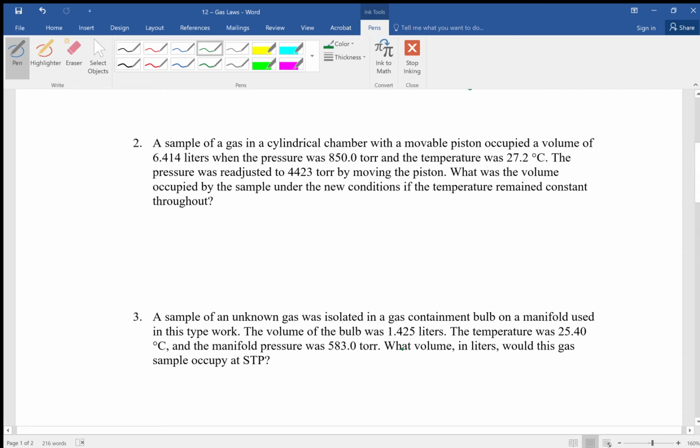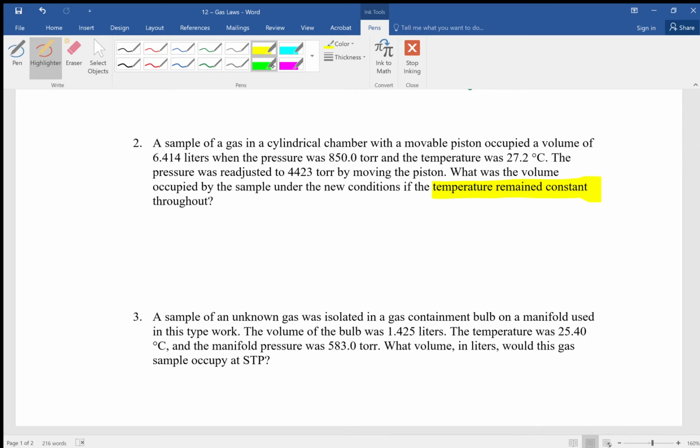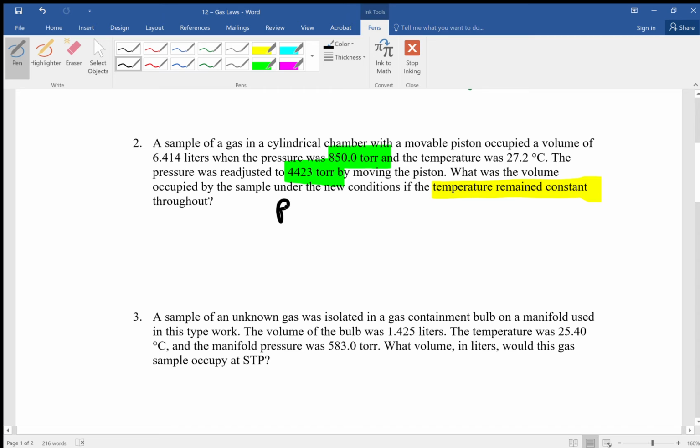All right, in question 2, probably the most important thing to do is to figure out what's changing and what's staying constant. So we can see here very clearly the temperature is remaining constant. So the pressure is changing, and I've given it to you in torr in both cases, and the volume is changing. So we don't have any conversions we have to do. All we have to do is set this up using Boyle's law. P1V1 equals P2V2.